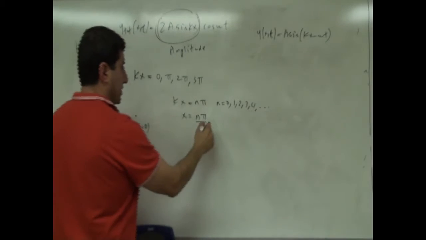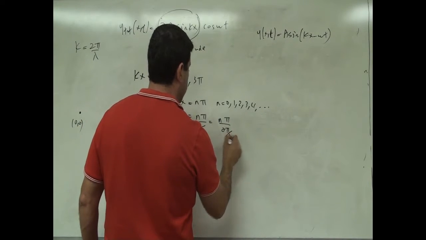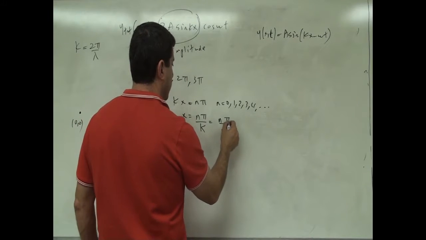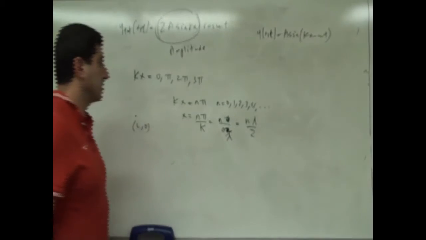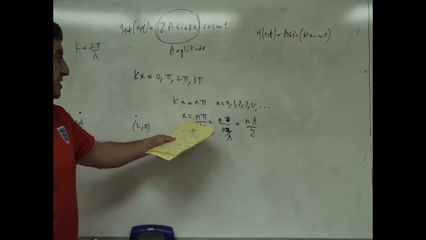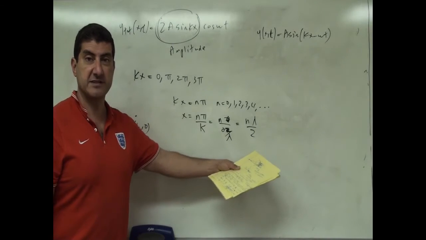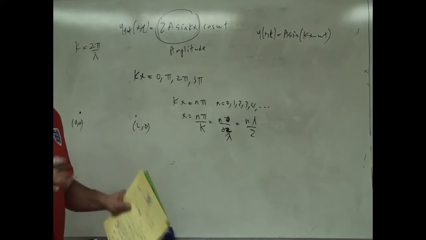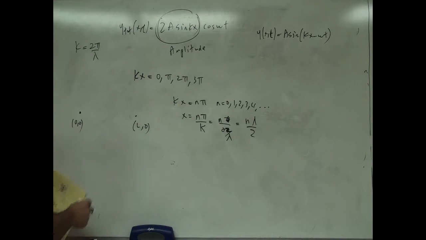So we can write over here 2 pi over lambda, n pi, 2 pi over lambda, and then the pi and the pi cancel, then we get here n lambda over 2, right? So at positions that are integer multiples of half the wavelength, you're going to have destructive interference. The incoming wave and the outgoing wave are going to cancel each other, right?